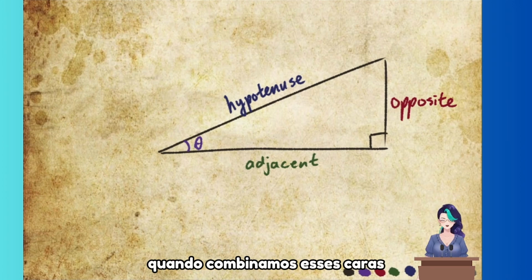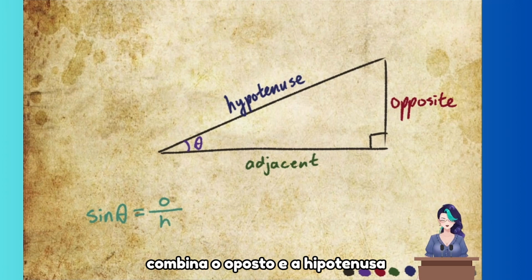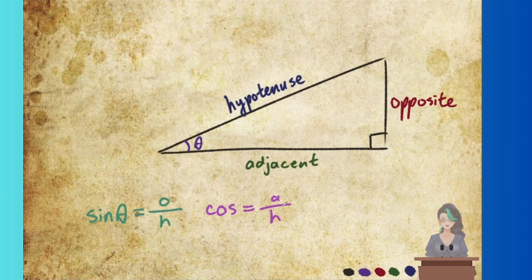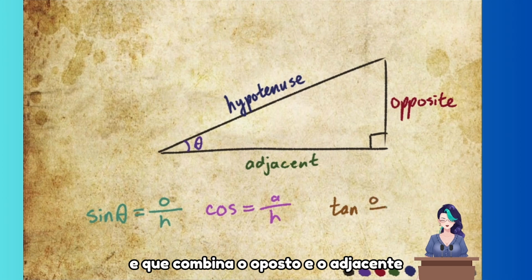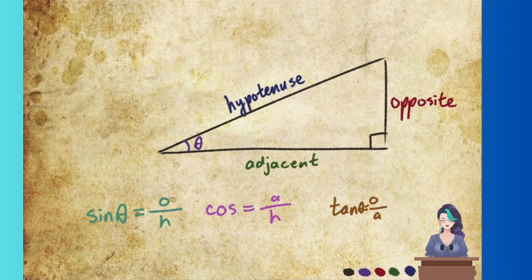Now, when we combine these, that's when we get those ratios. Sine of an angle combines the opposite and the hypotenuse. Cosine, C-O-S, combines the adjacent and the hypotenuse. And then there's tangent, and that combines the opposite and the adjacent. Whoops, I messed this up. I should have said tangent of the angle. Okay, there we go.